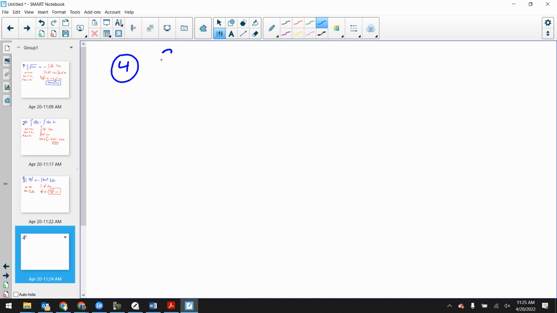I wanted to do something like this. Cosine x times cosine of sine x dx. Okay, what do you think our u is going to be? Sine of x, right? So the u is going to be sine x.